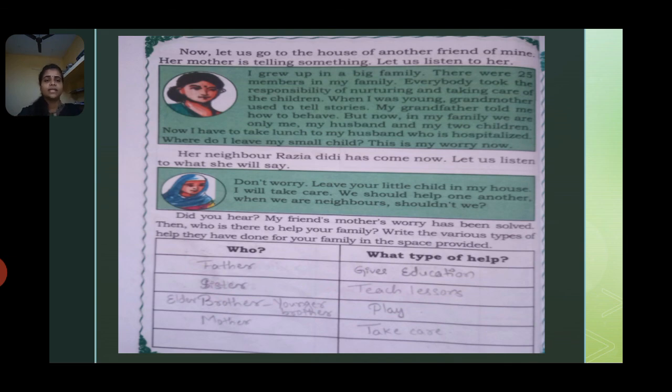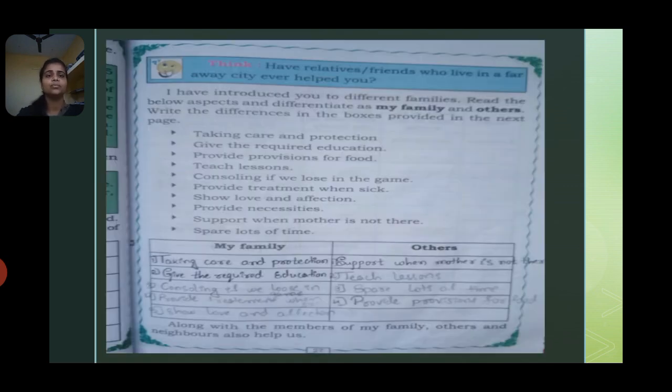Here also, you studied in your earlier classes about the mother who was worrying about where the child would live. Later on her friend Razia Didi helped her with this problem. Like that, who in your family helps you, and what type of help do they give? For example, father will give education. Elder sister will teach you lessons. Elder brother or younger brother will play with you. Mother will take care of you.